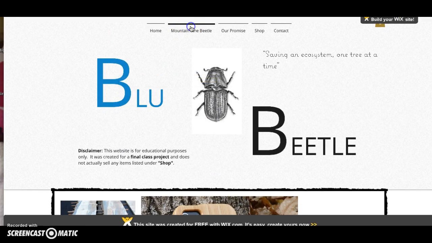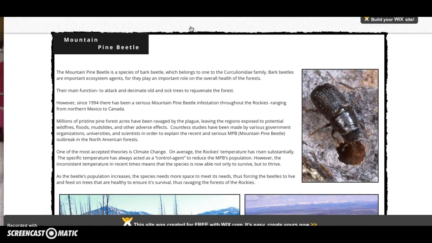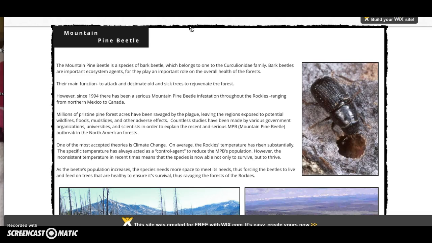The second page, titled Mountain Pine Beetle, basically gives us a quick overview of what the mountain pine beetle is. It is a species of bark beetle, and it is a very, very important part of the ecosystem. However, recently there has been an overwhelming amount of mountain pine beetles in the Rockies, and their function basically is to attack and decimate old and sick trees so that the forest is rejuvenated.